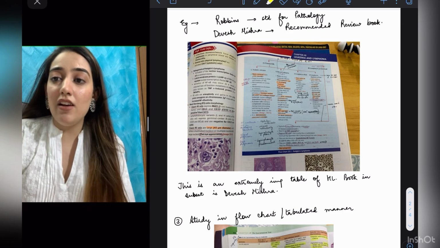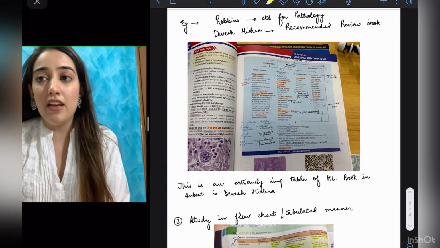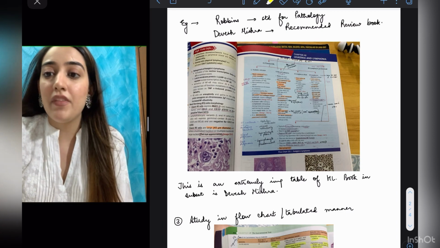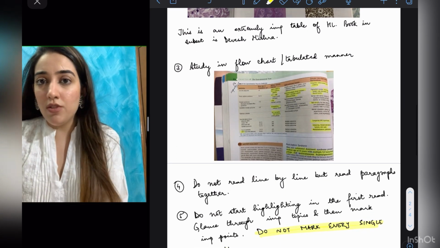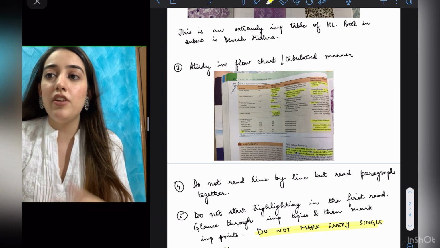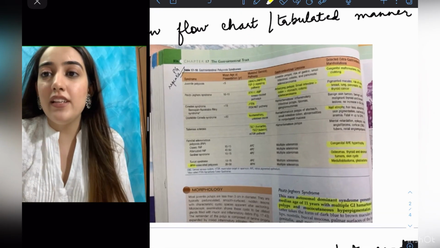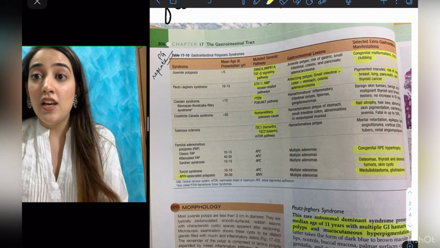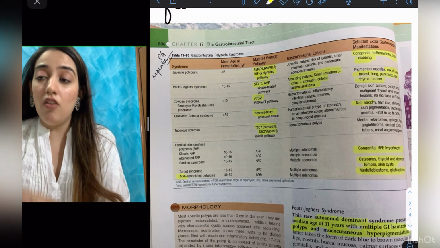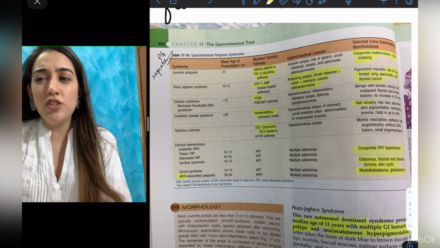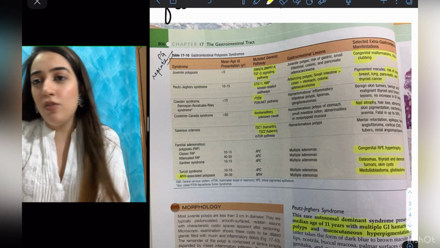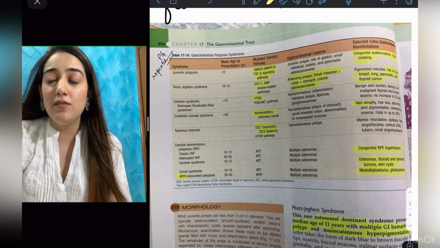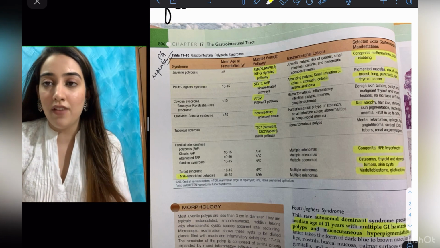Instead of reading paragraphs from Robbins, I find it better to study things in a flowchart manner or a tabulated manner. So this is what I was coming to. Always study in a flowchart or a tabulated manner. This table is from gastrointestinal polyposis syndromes. All of these are asked a lot in all the competitive exams, not so much in university exams. Some universities might ask them, but my college didn't ask much from this. But yes, in final year we were asked a lot from this in Viva.